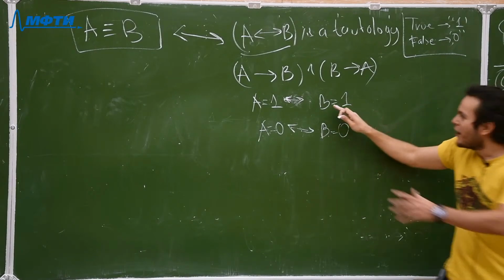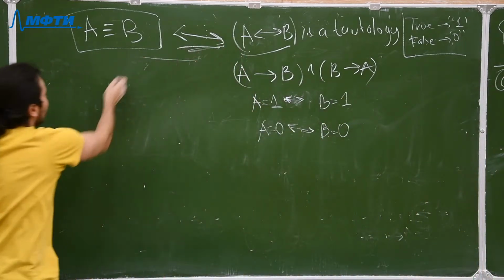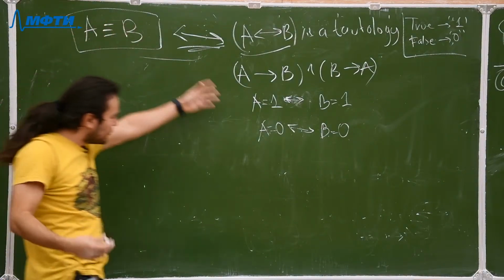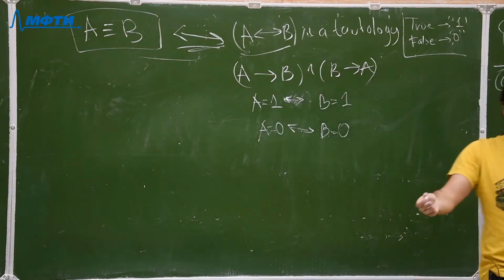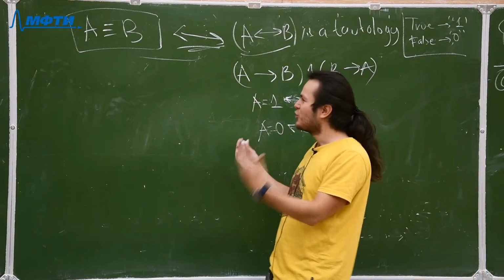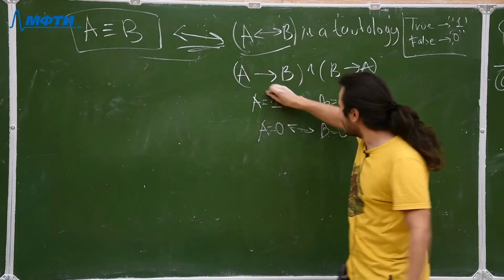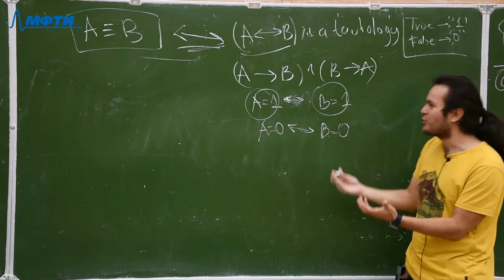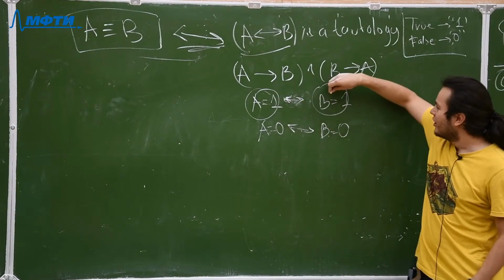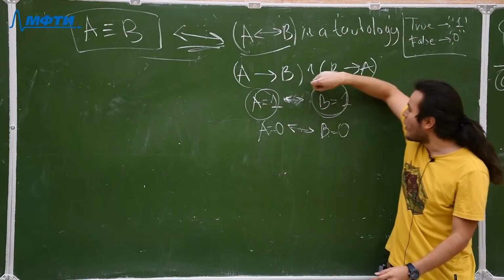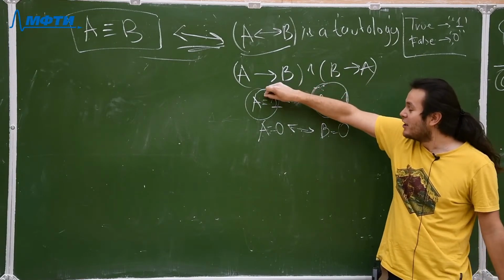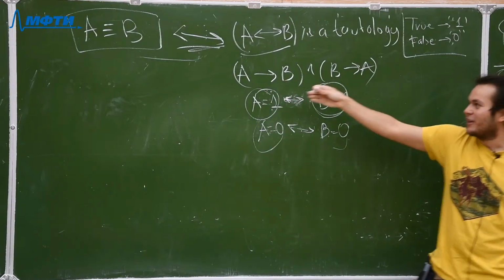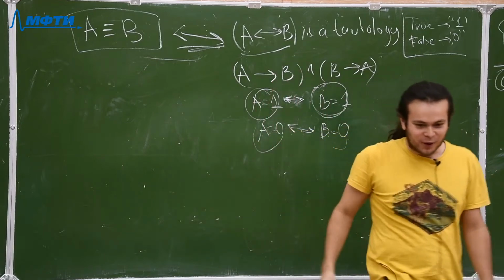And now, why is this true? Yeah, you see it? Okay? So they get the same values for any truth values. Okay? So when B gets 1, A is true also. And when A is false, B is false. That is why this is true. Okay?